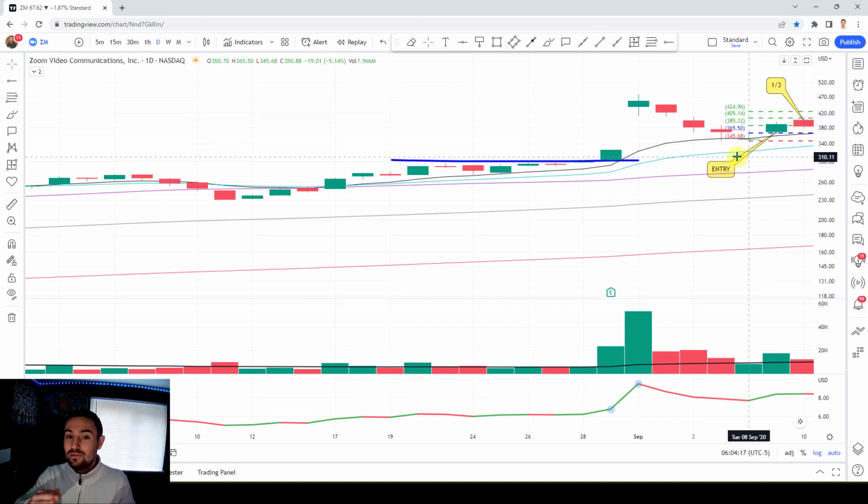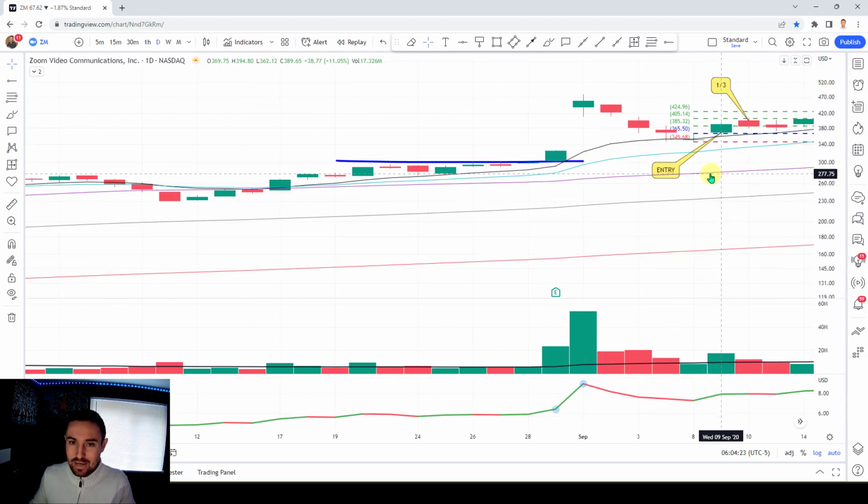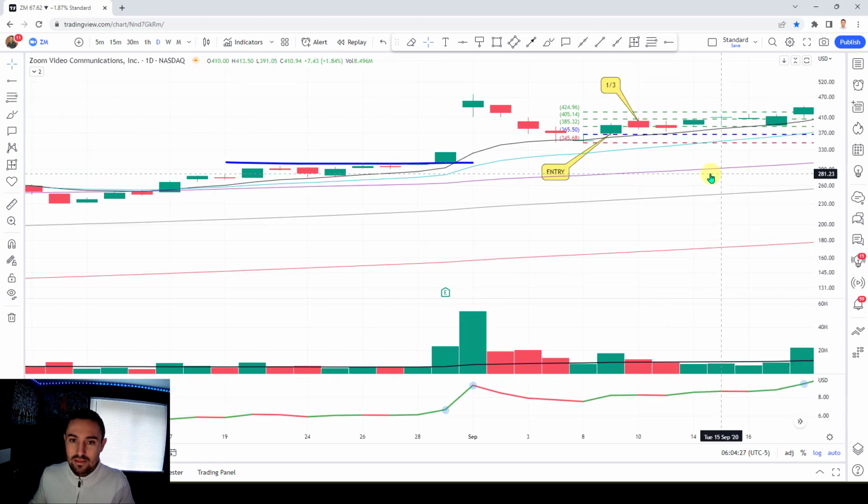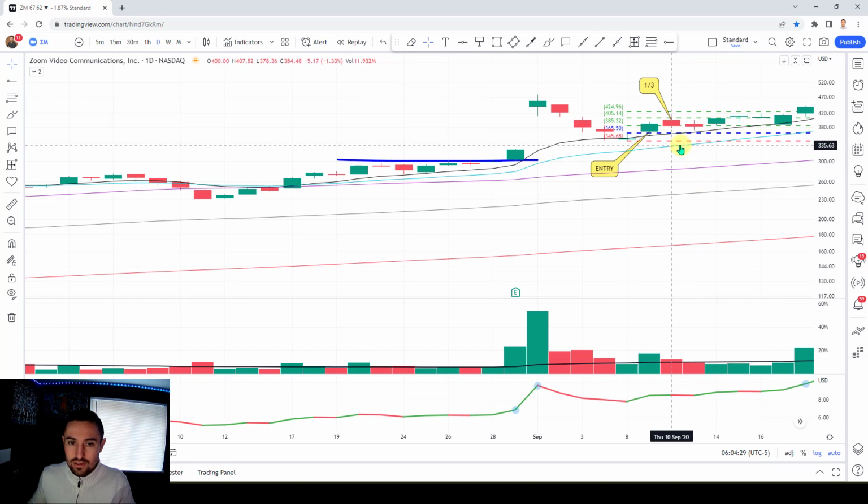So now I'm looking to use the 10 EMA and 21 EMA as trading stops. That's going to be the black line and the blue line. But if price starts getting extended from the 10 EMA, then I'm going to be looking to sell. So okay, starting to rock and roll.